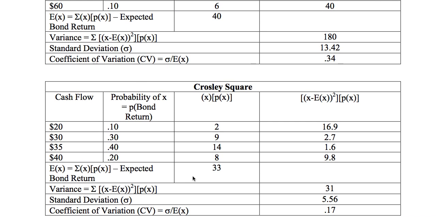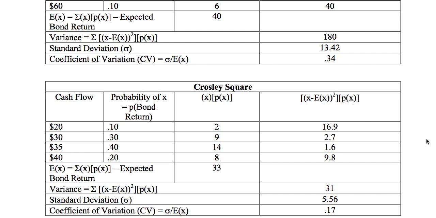Even though the expected cash flow for Crosley is 33, which is less than the 40 I could get for Wrigley, there's going to be a greater certainty of getting the 33 with Crosley than getting the 40 with Wrigley, because the 0.17 is significantly smaller than the coefficient of variation for Wrigley.